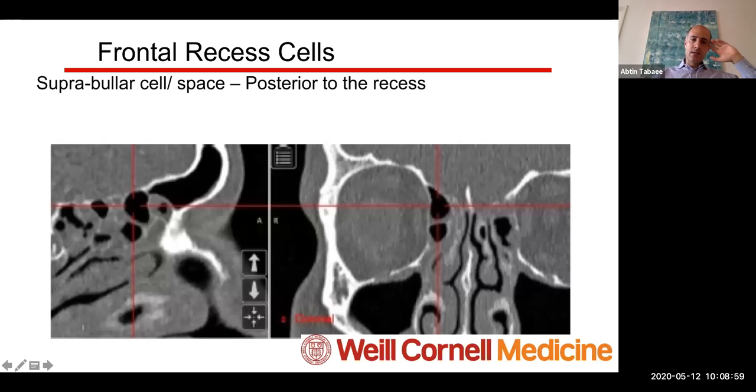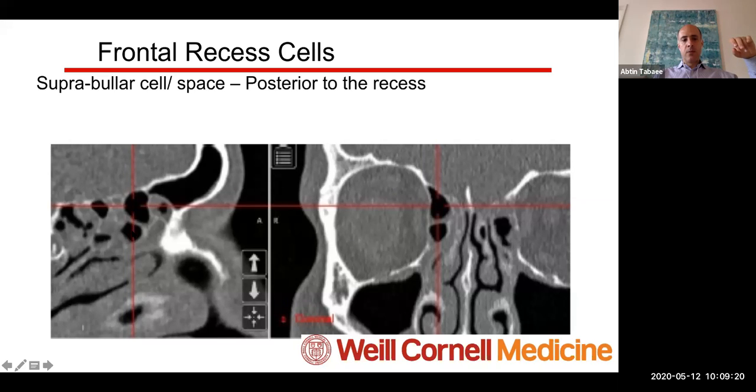So these subsequent CT images are from that paper. And the paper does a really nice job describing these cuts, gives a few examples of each cell, and talks about the relationship. So a cell that's behind the frontal recess is going to be in some way related typically to the frontal bulla or the ethmoid bulla.